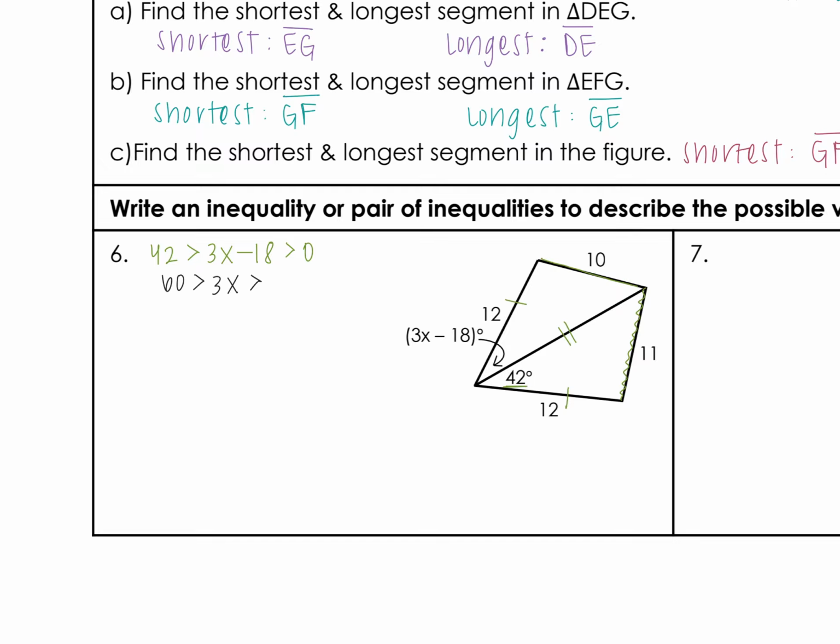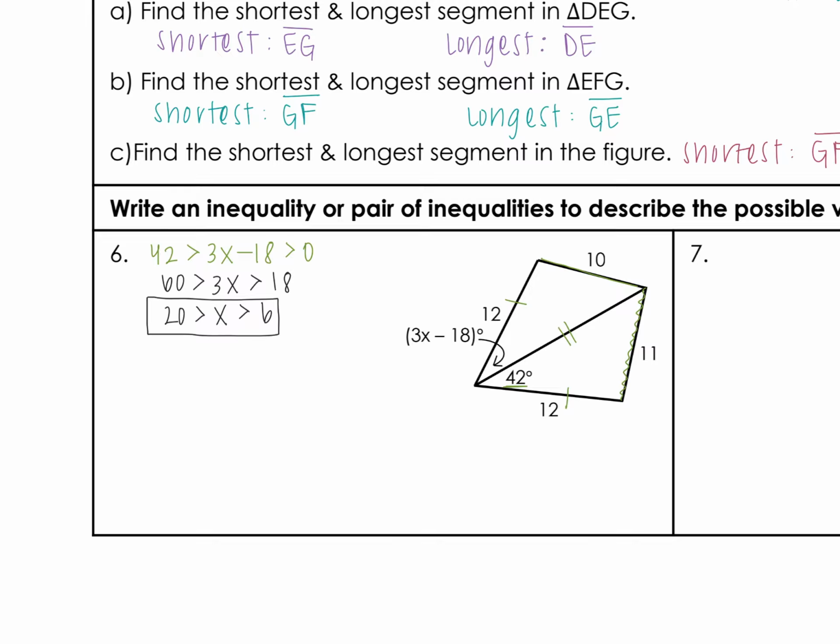And then that 0 plus that 18 is just going to give me 18. Then I'm going to go through and divide all of them by 3. And so when I divide that 60 by 3, I'm left with 20. I'll have my x, and then I'll have 6 over here. Okay, so my final answer here, and it doesn't really matter as long as your signs are correct, is just going to be that my x is going to be greater than 6, but it is less than 20.